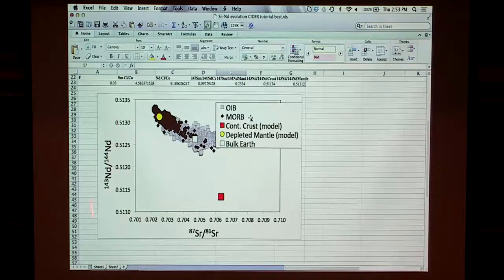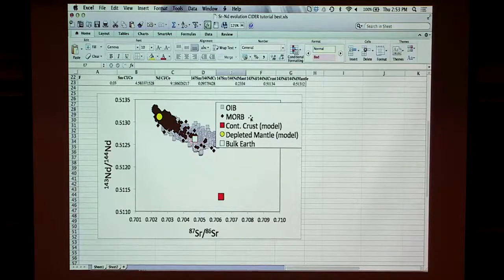So strontium versus neodymium isotopes. The gray symbols are an ocean island basalt data set. The black symbols are a mid-ocean ridge basalt data set, and there are some pretty bizarre MORBs here. Most MORB concentrates right here where the yellow symbol is right now. Ocean island basalts in general tend to extend to higher 87/86 strontium ratios and lower 143/144 ratios on average. I've plotted bulk Earth here.